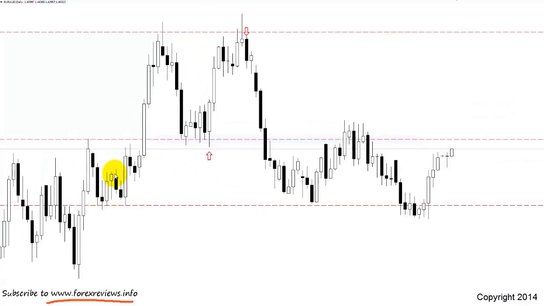Then we knew that this previous support, once it broke below and price came back up here, would most likely act as resistance. So we wait for an engulfing candle here, which we got. We got a couple of them. And then price went down. Engulfing candle, price went down.